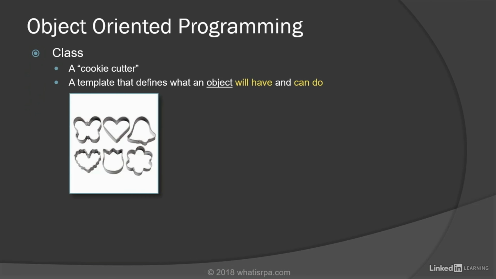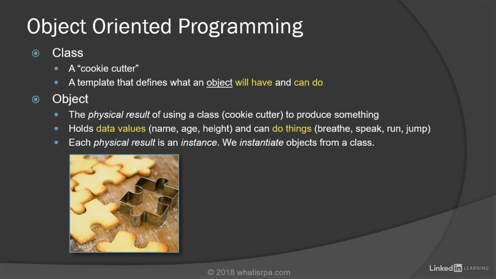A class is a programmatic term that can be accomplished in a variety of different languages. Ultimately, all we're talking about is using programming syntax to create something like a cookie cutter. It's basically a template that defines what an object will have inside it and what it can do. An object is the physical result of using a class, or a cookie cutter, to produce something.